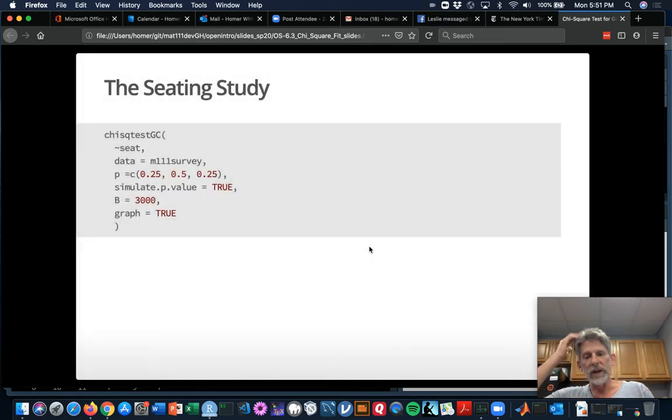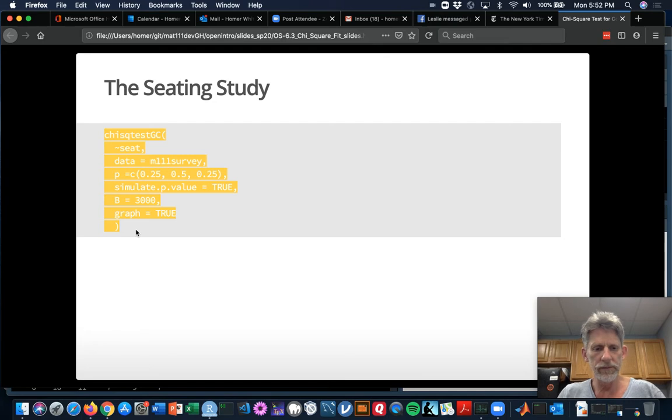You can do the same thing with the seating study, except here the data is inside a data frame, so you don't have to make one of those summary tables. You just say, I want to look at the variable seat. It lives in N111 survey. The null hypothesis thinks this, and we'll simulate p-values, 3,000 of them. So let's give it a try.